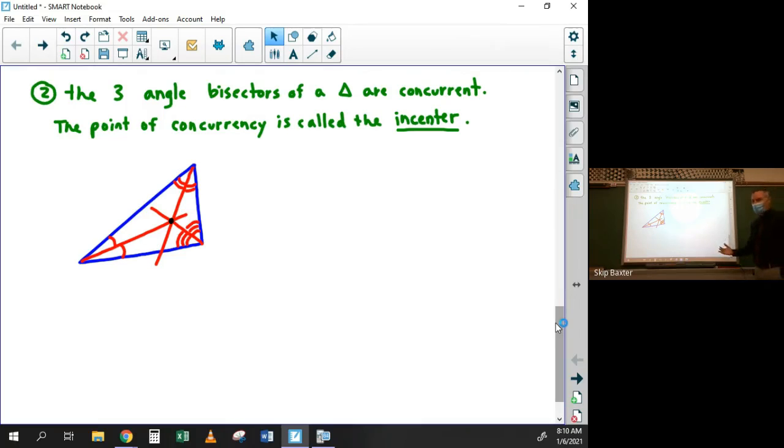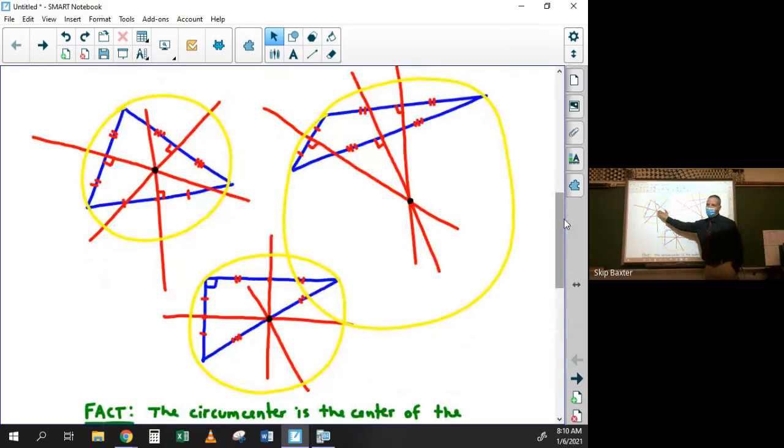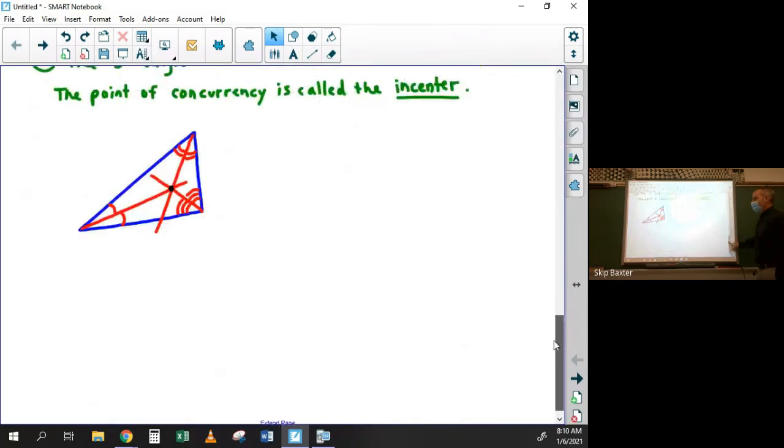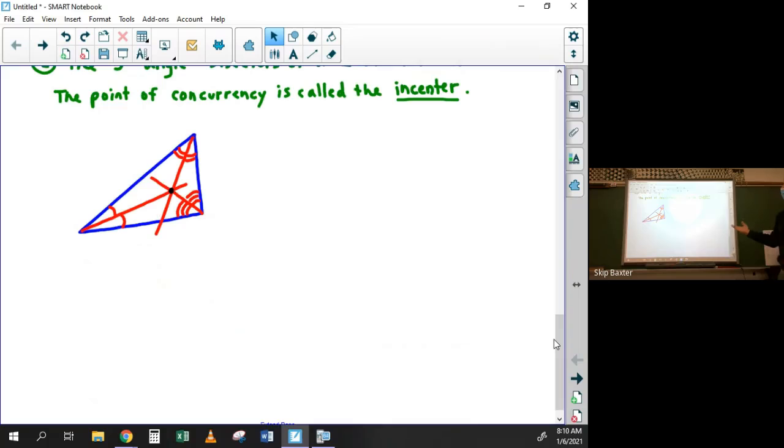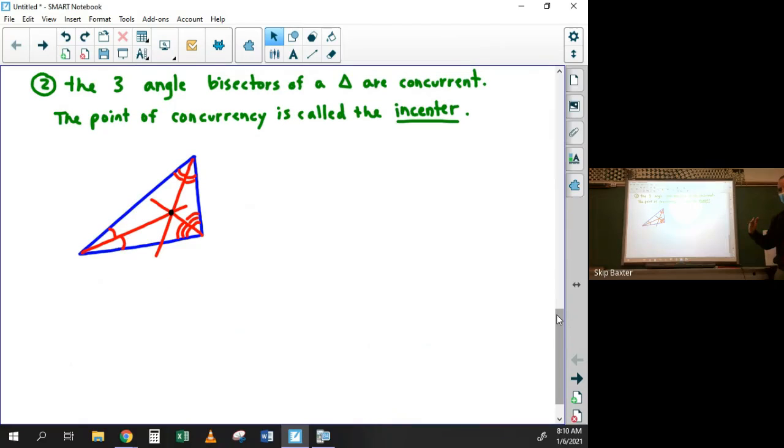Now, for the circumcenter, there were 3 possibilities, right? It could have been completely within the triangle, it could have been outside the triangle entirely, or it could have been on the perimeter of the triangle. We don't have that problem with the in-center, because the angle bisectors, if you think about it, are themselves completely within the triangle, right? So it doesn't make sense that if you have 3 segments or lines that are completely within the triangle, they're going to somehow intersect outside the triangle. It's just physically impossible, right?